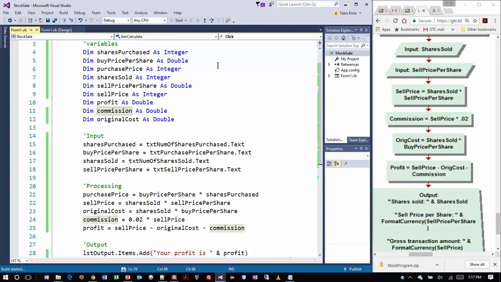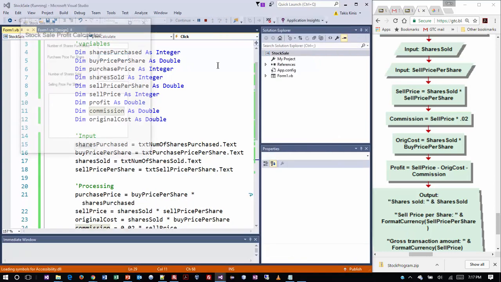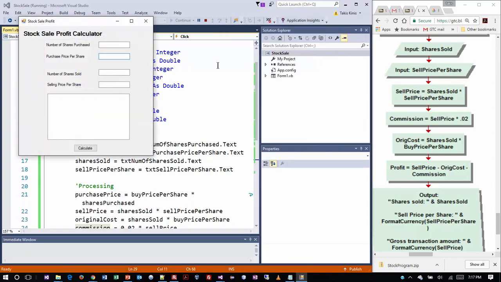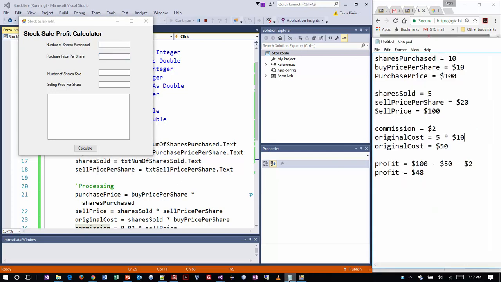What this is going to allow me to do now is put in my test numbers and see if they calculate correctly, right? So I have those written out here. Why don't we just pull that up? For shares purchased, I'm going to type in 10. The purchase price per share, 10. The number I sold was only 5, but that was at 20.